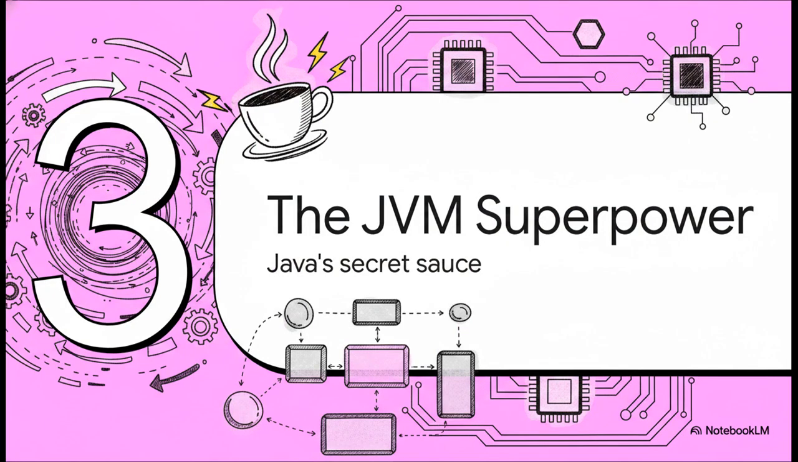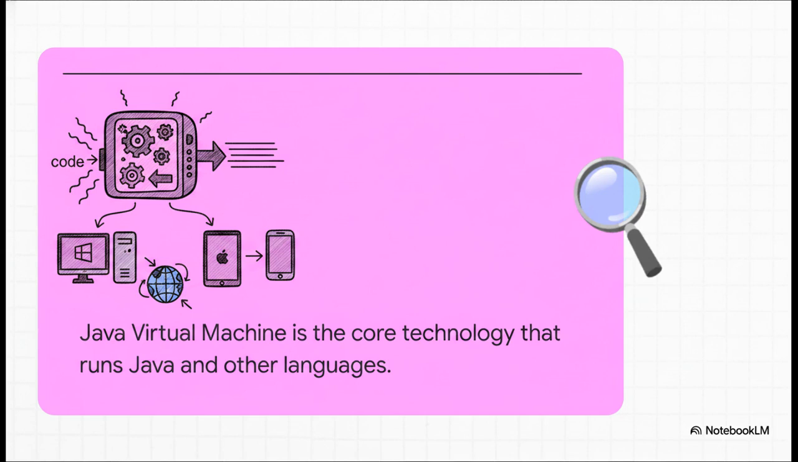Which brings us to section 3, the JVM superpower. The secret sauce of Java. Now, to genuinely understand Java, you absolutely have to understand its underlying engine. The absolute key here is this acronym, JVM, which stands for the Java Virtual Machine. Think of this as a sort of magic translator. When you write Java code, you aren't actually talking directly to a Windows computer or a Mac. You're talking to the JVM.